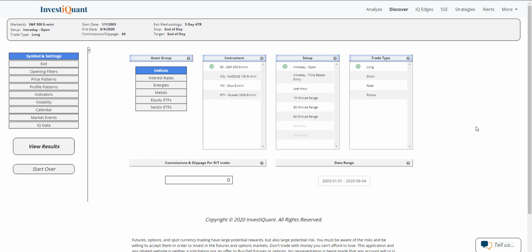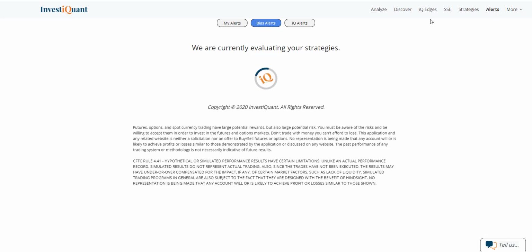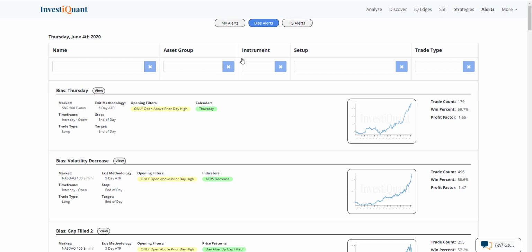Yesterday we saw the markets gap up to a 50-day high, and then they continued to hold those prices throughout the session. Today I want to show you a bias alert that will likely be in play based off of that pattern. So I'm going to come into the bias alerts.